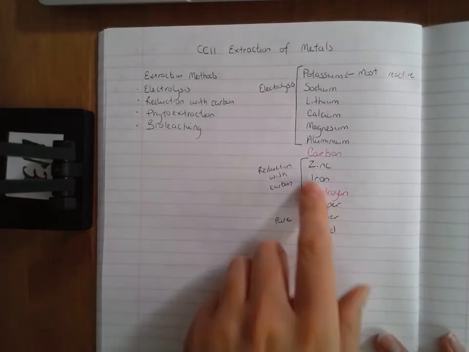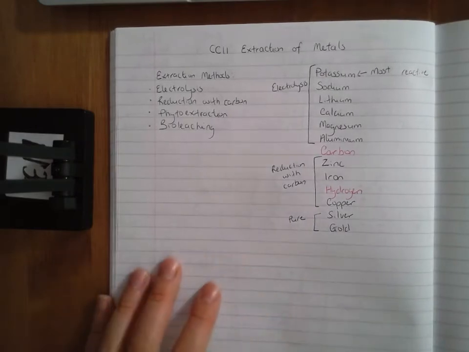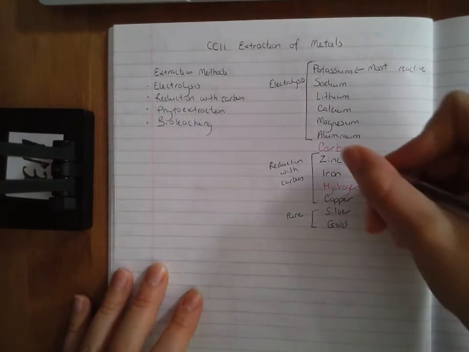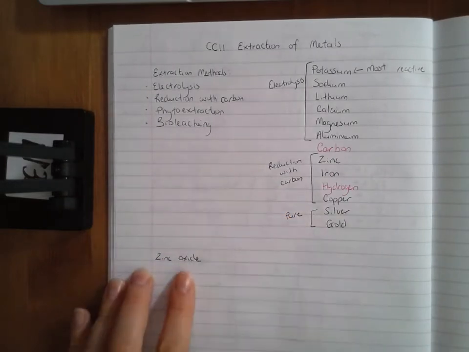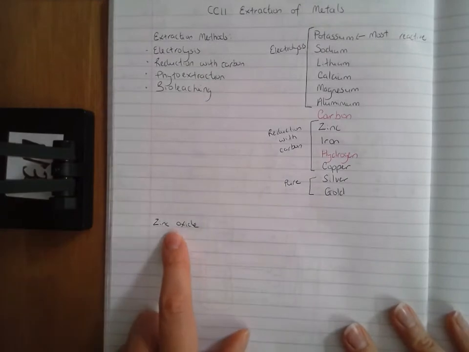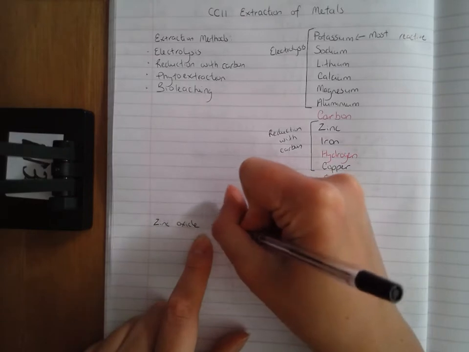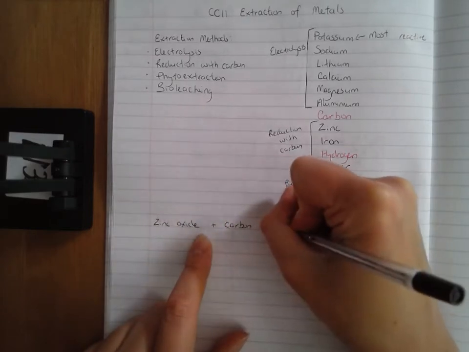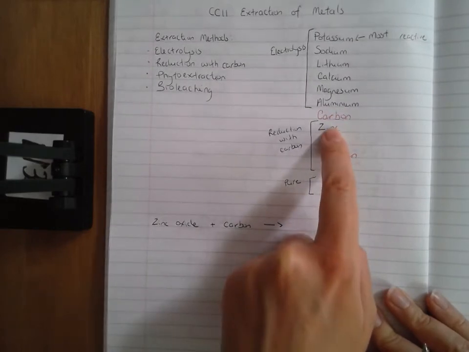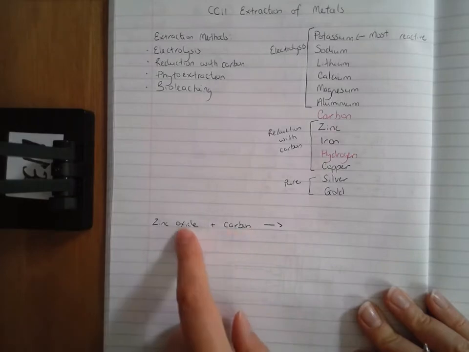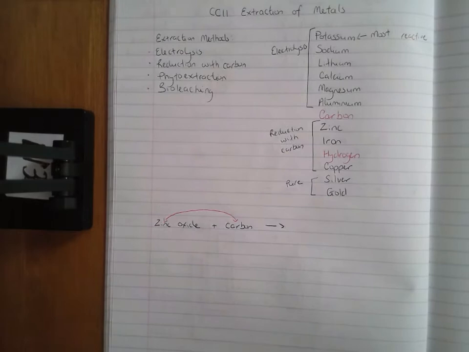So we're going to focus in on this one, reduction with carbon. What exactly do I mean by that? I'm going to give you an example chemical reaction. I'm going to take zinc oxide. So zinc is my metal, but it's reacted with oxygen and it's formed zinc oxide. I want to get the zinc back from the zinc oxide. So what do I do? I react it with carbon, because carbon is more reactive than zinc. I've got carbon here above zinc in the reactivity series. Because carbon is more reactive than zinc, carbon and zinc can swap places.